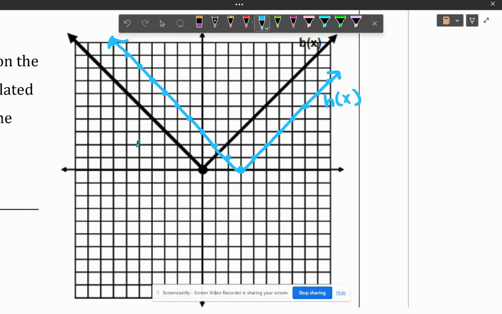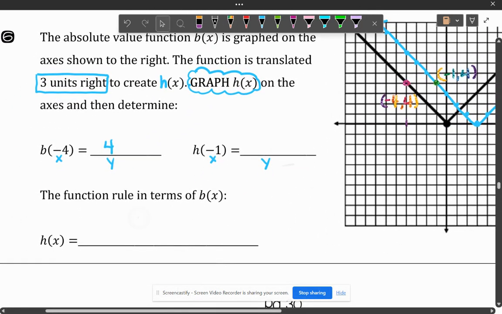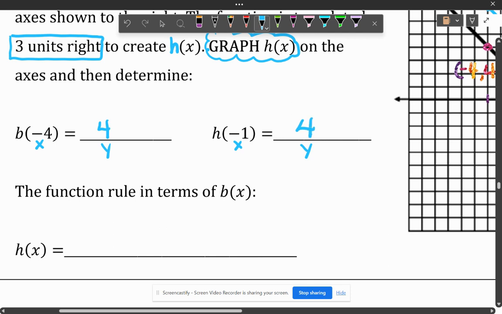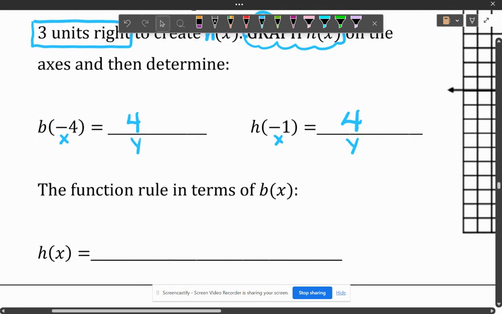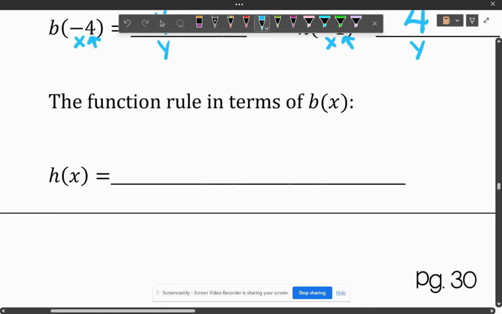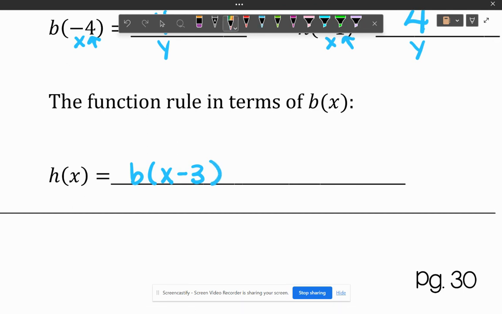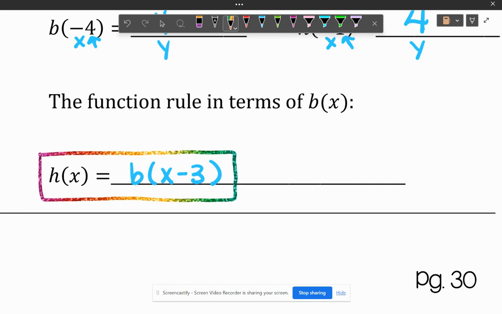Okay, call this h of x. So like we said before, this is the point negative 4, 4, and then it wanted us to look at h of negative 1, which is 4. Notice that our y values didn't change here, but our x values are different this time. So the function rule in terms of b of x is going to be b of x minus 3, because even though it moved to the right, remember it lies inside.